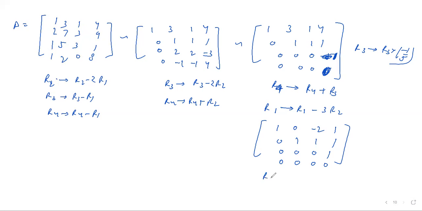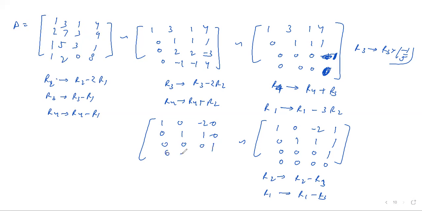Okay, now let's just apply the transformation here. In R2, we will apply R2 minus R1, and in R1, we will apply R1 minus R3. Okay, after this, we will get the matrix like 1 0 minus 2 0, and this would be 0 1 1 0 0 0 0 1 0 0 0 0. Okay, so I got my pivot elements like 1 1 1. These are my pivot columns.